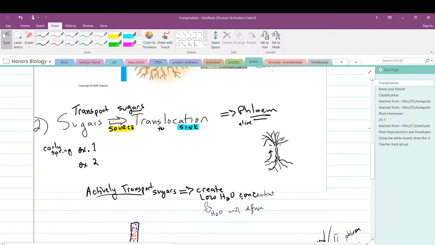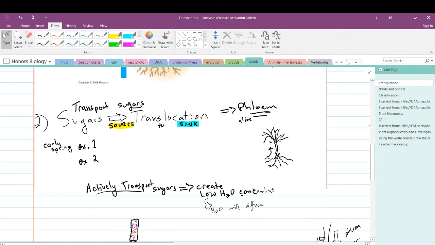Now, translocating sugars is a little bit more complicated. We call this translocation, and that's done through the phloem. And the phloem cells are alive, but usually they're so specialized they need companion cells to help out their metabolism. So what we call this transfer is source to sink.